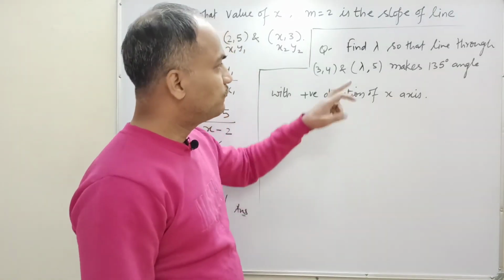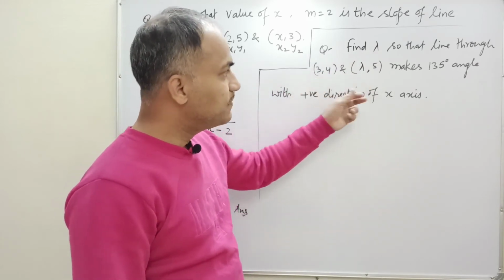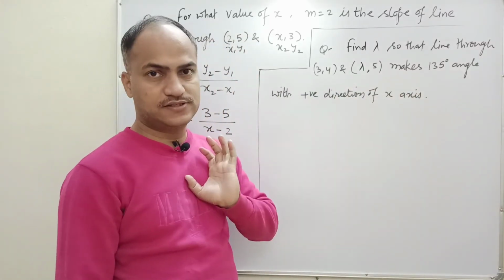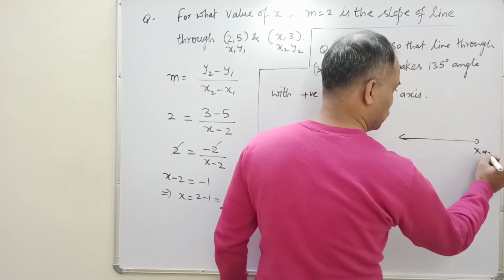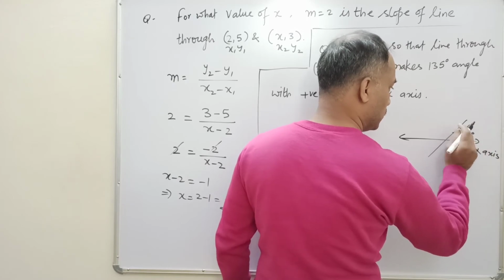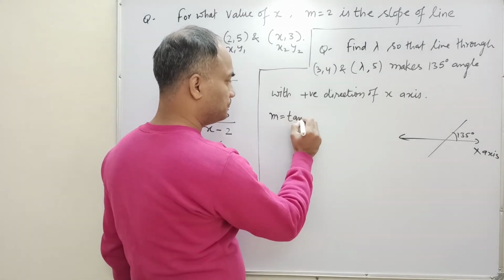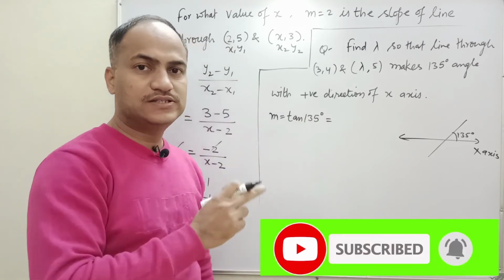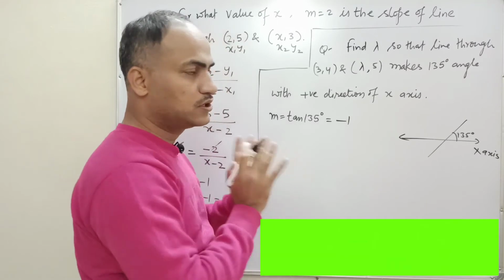In this question, we have to find the value of lambda so that the line through these 2 points is making a 135-degree angle with the positive direction of the x-axis. So if a line makes a 135-degree angle, we can find the slope. Here slope will be tan theta, and theta is 135 degree. We know its value, it lies in the second quadrant and the value is minus 1. So slope is known now.